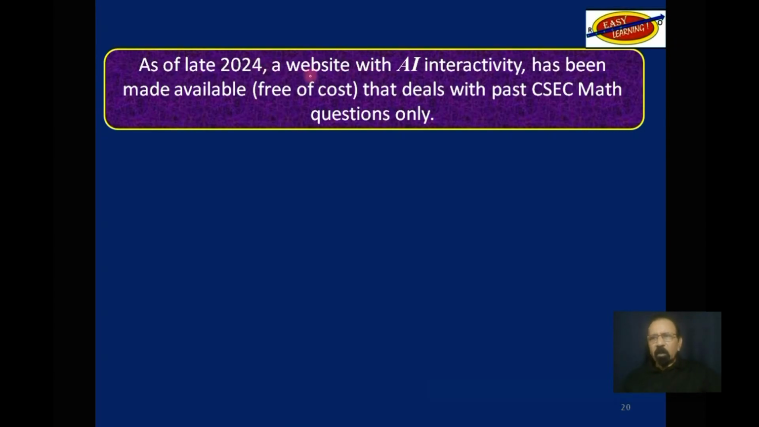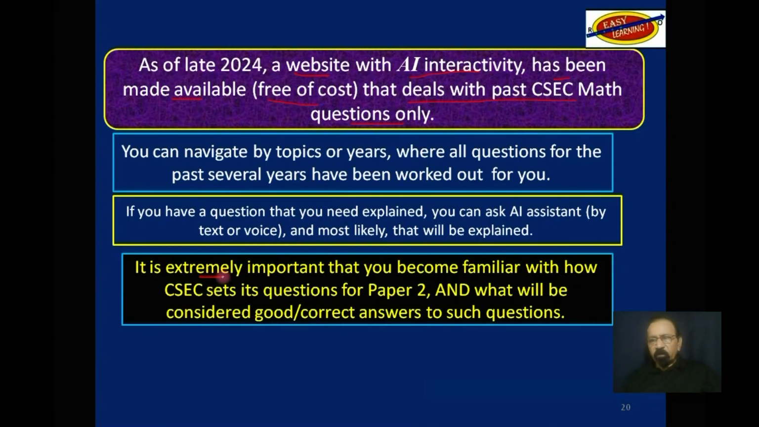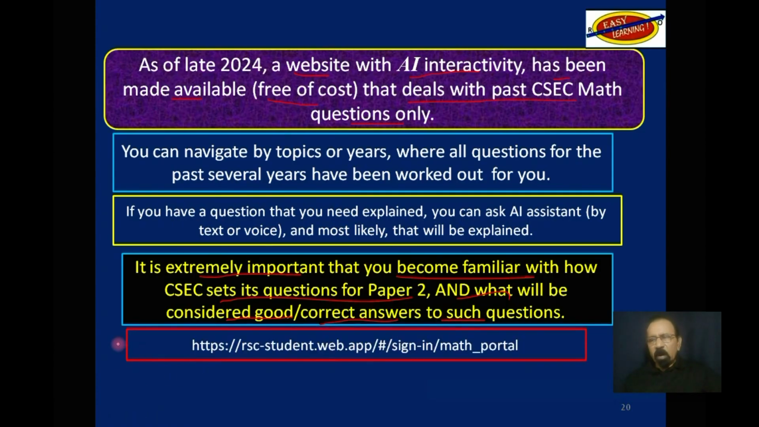Also, there is a website with AI interactivity that has been made available free of cost that deals with past CSEC math questions only, specifically from paper 2 for now. It is extremely important that you become familiar with how CSEC sets its questions for paper 2 and what will be considered good or correct answers to such questions. The URL for that website is this here.